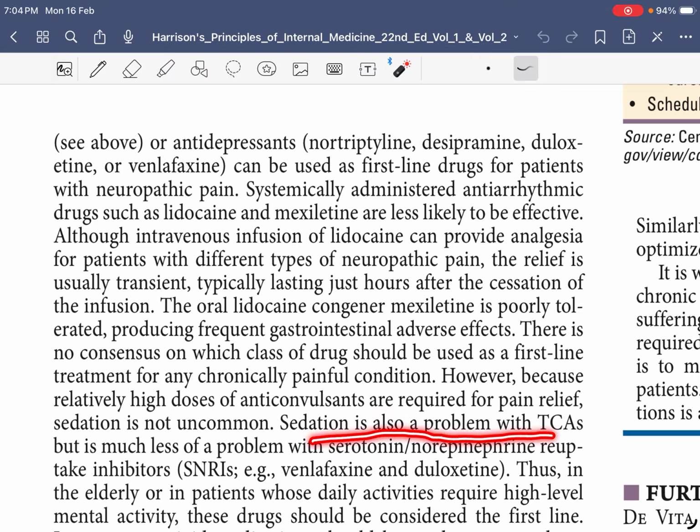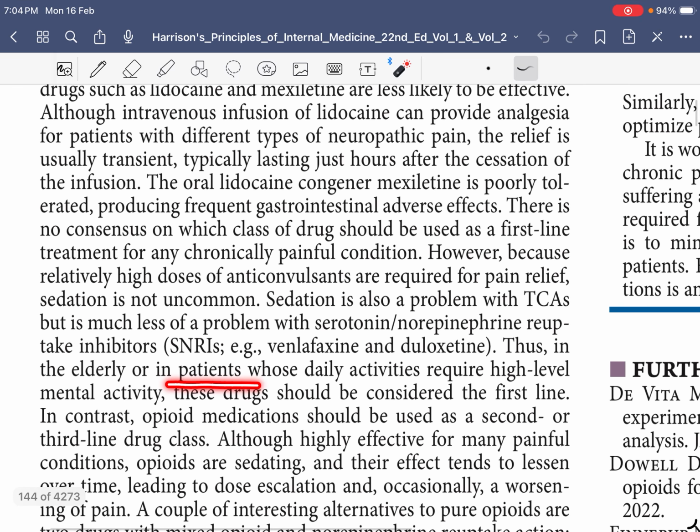Sedation is also a problem with tricyclic antidepressants but is much less of a problem with serotonin norepinephrine reuptake inhibitors, that is SNRIs. Examples are venlafaxine and duloxetine. Thus, in the elderly or in patients whose daily activities require high level mental activity, these drugs should be considered the first line. In contrast, opioid medication should be used as a second or third line class of drug.